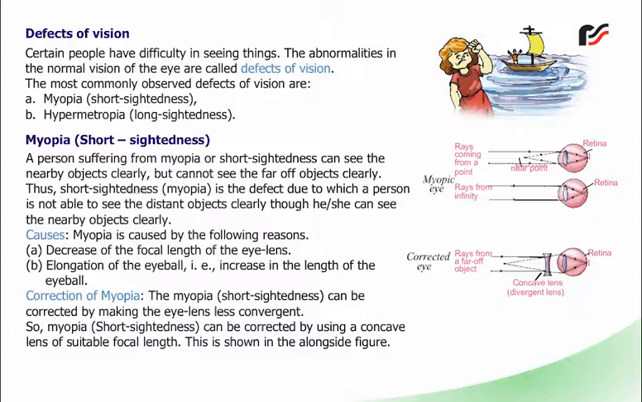Causes. Myopia is caused by the following reasons. A. Decrease of the focal length of the eye lens. B. Elongation of the eyeball, that is, increase in the length of the eyeball.